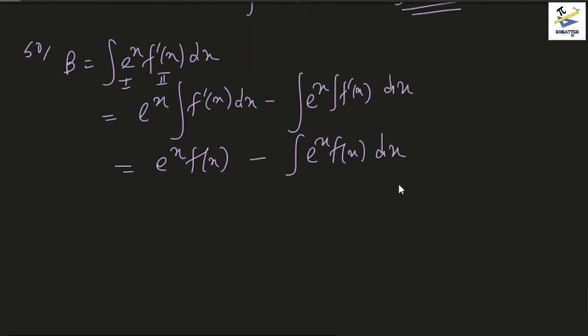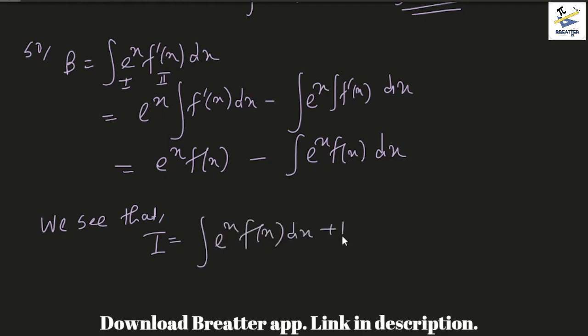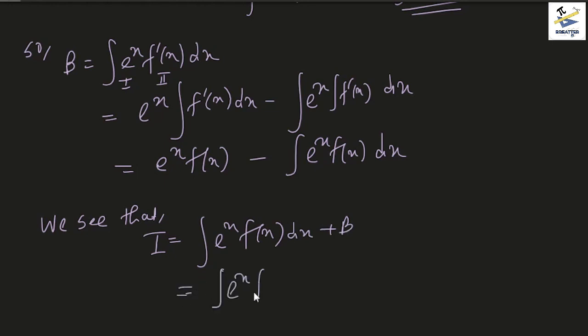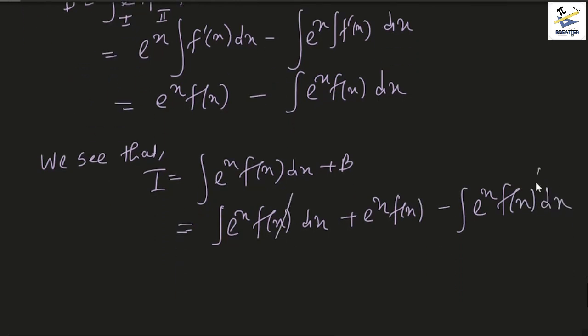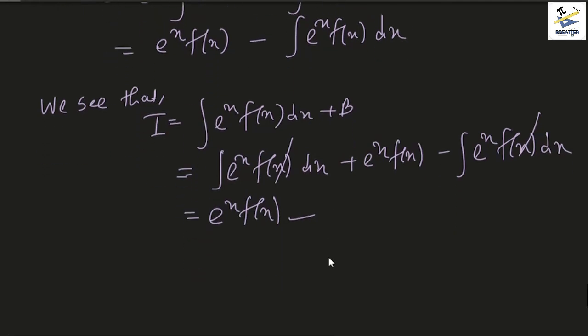So if we put the value of b there, we see that I is equal to the integral of e to the power x f of x dx plus b, where b is our desired integral which we have just evaluated using integration by parts, and which becomes e to the power x into f of x minus the integral of e to the power x into f of x dx. And as you can see, these two integrals cancel off because they are exactly the same thing. So the answer is just e to the power x into f of x, which is the answer for the integral.